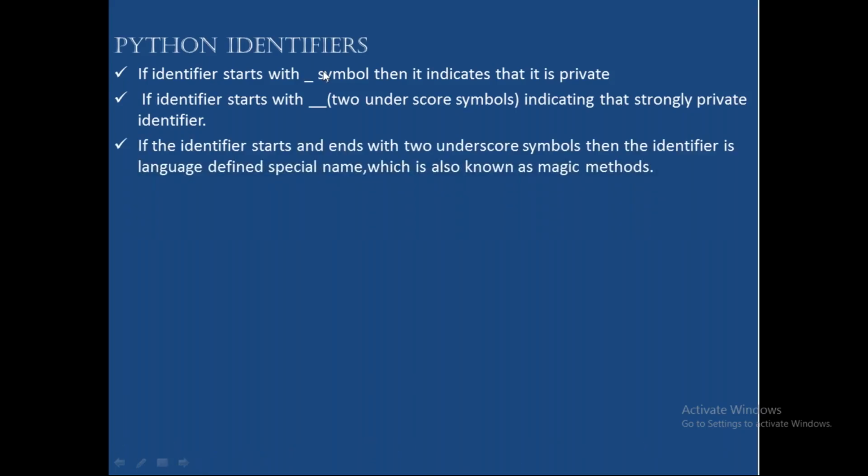Next, if the identifier starts and ends with two underscore symbols, you may have an identifier which starts with two underscores and ends with two underscores. Then the identifier is a language defined special name, which is also known as magic methods. Magic methods, remember. Any identifier starting with two underscores and ending with two underscores is called a magic method.